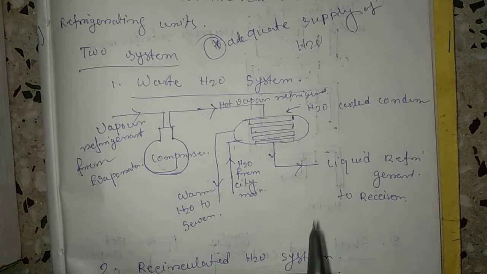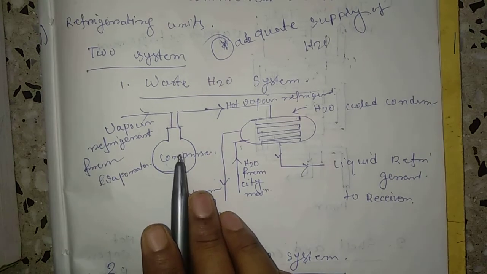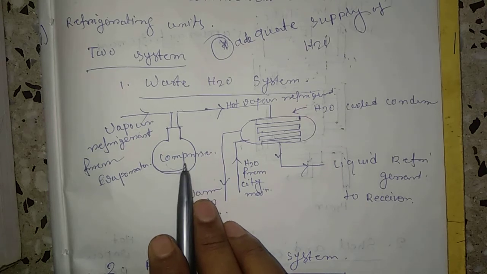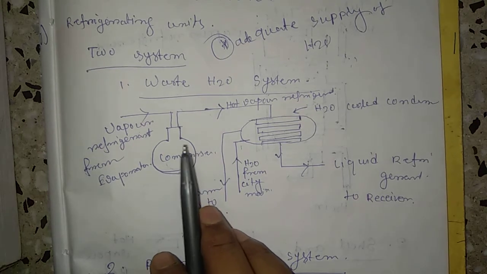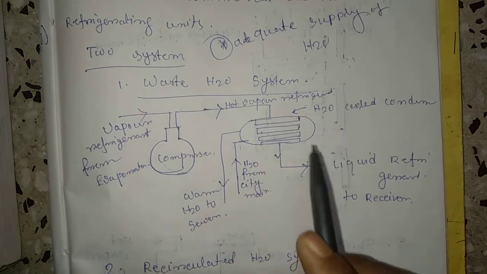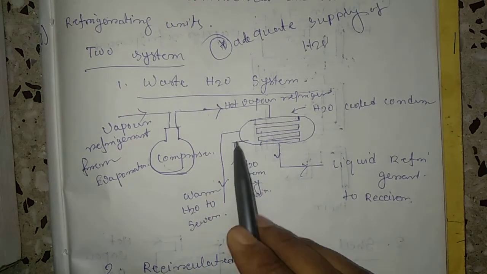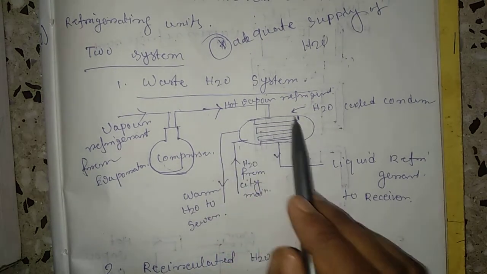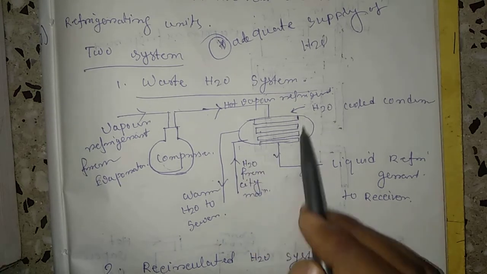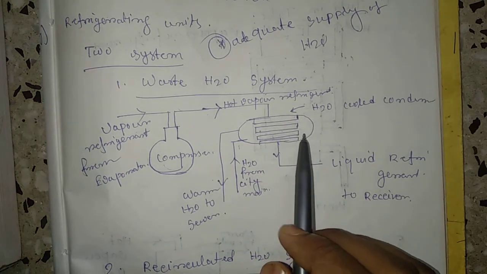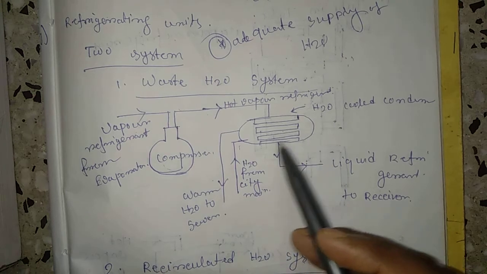But in the wastewater system, the water after circulating in the condenser enters into the condenser, circulates in the condenser, and is discharged to the sewer.